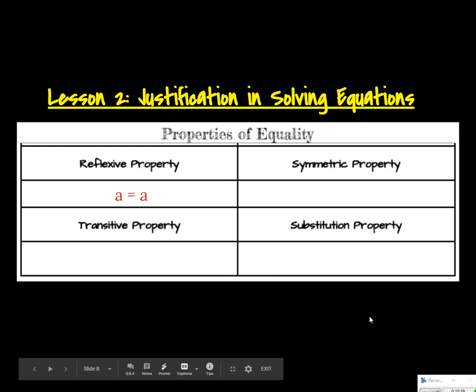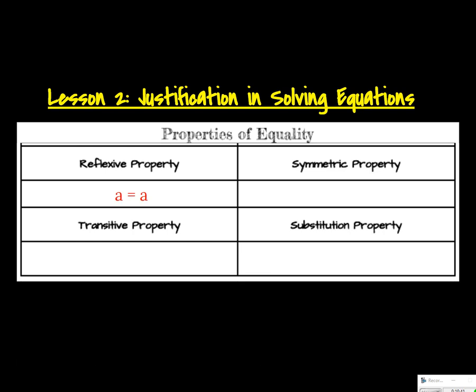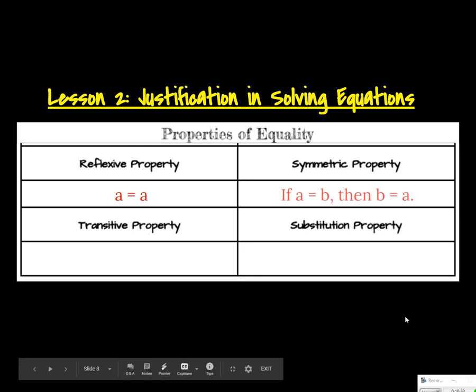Reflexive property: something equals itself. We don't see that a whole lot in algebra because x equals x or 1 equals 1. We already know that means there are infinitely many solutions. But that is used a lot in geometry. Symmetric property: if A equals B, then B equals A. We use that quite a bit.